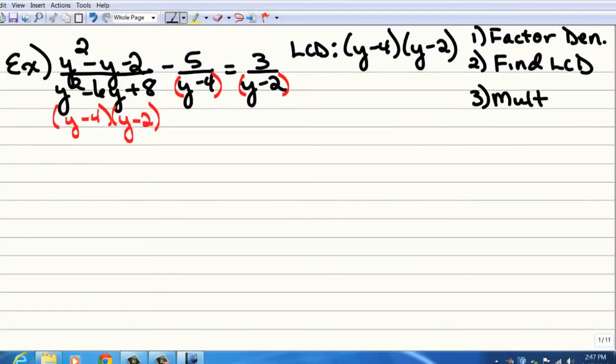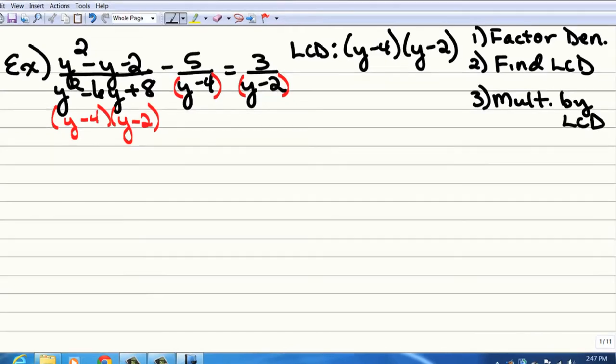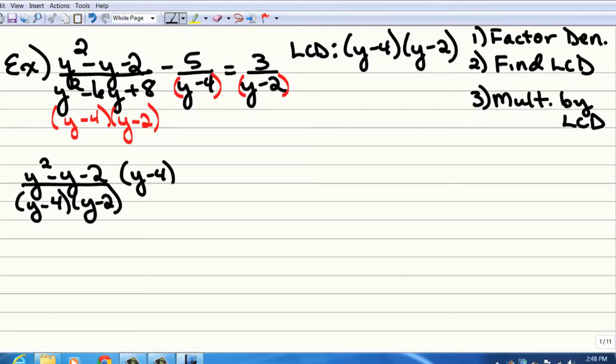So multiply by the LCD. If we rewrite the first, we have y squared minus y minus 2 over, I'm going to use the factored form on the bottom, y minus 4, y minus 2. And I'm going to multiply that by our LCD, y minus 4, y minus 2. Then I'm going to take the second part, the minus 5 over y minus 4, multiply that by our LCD.